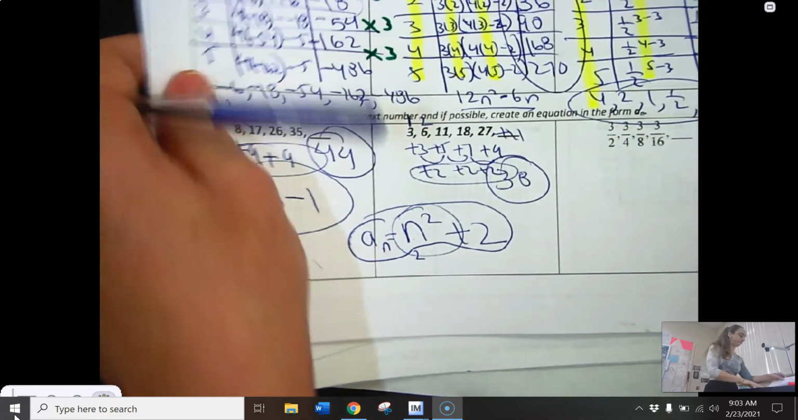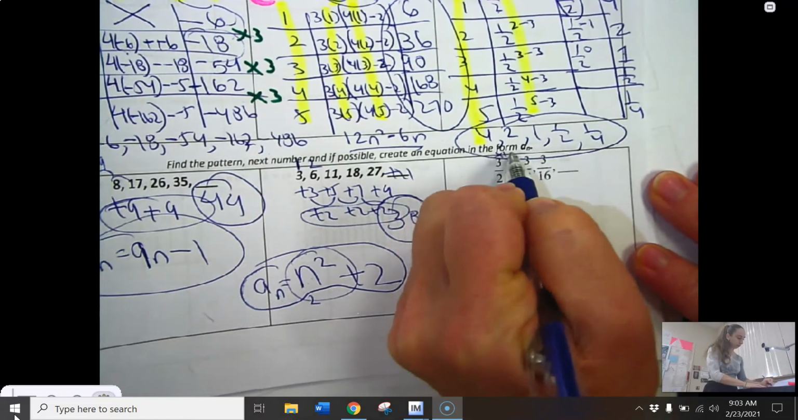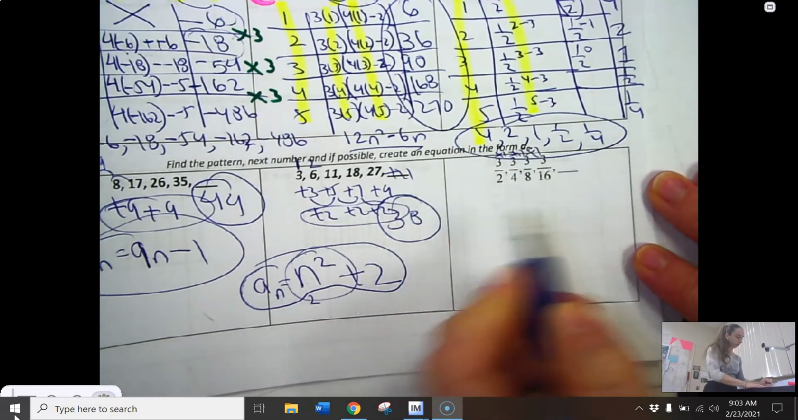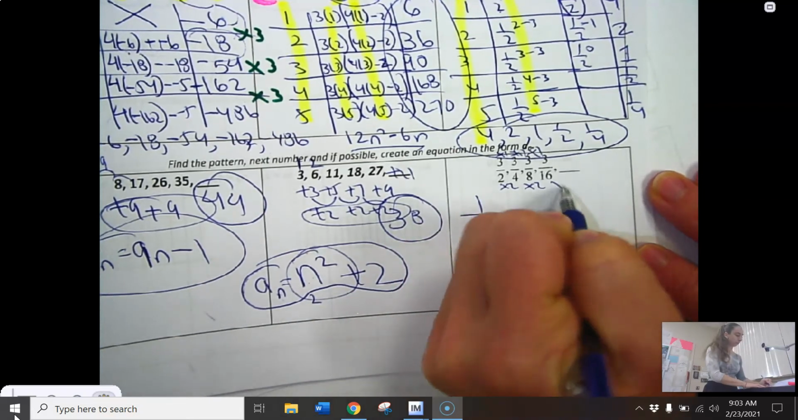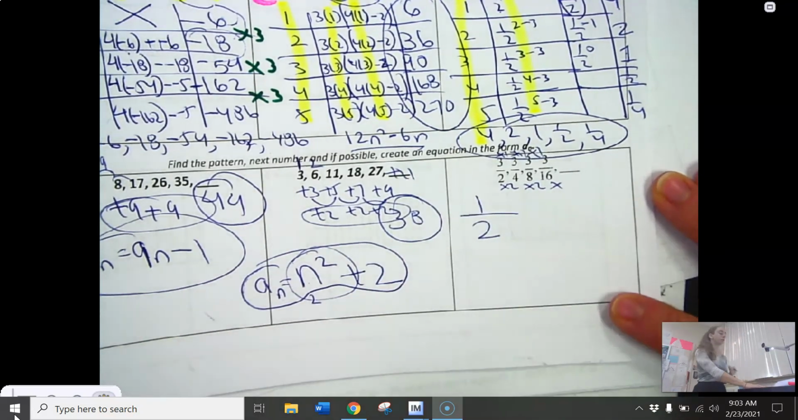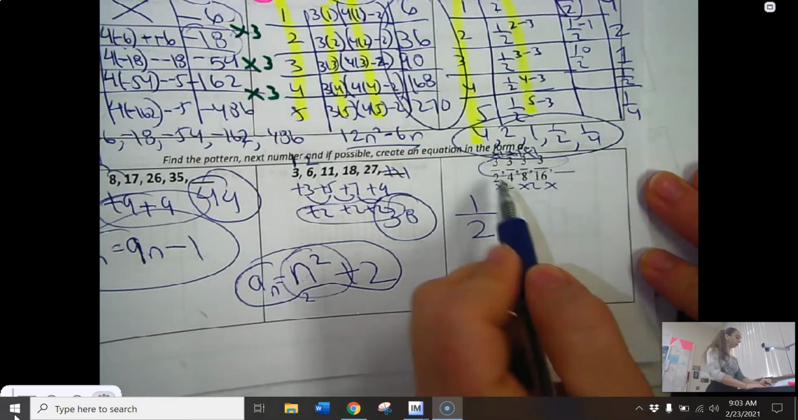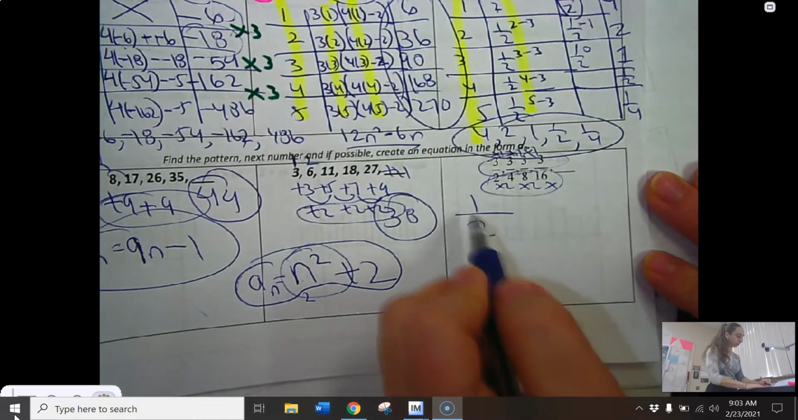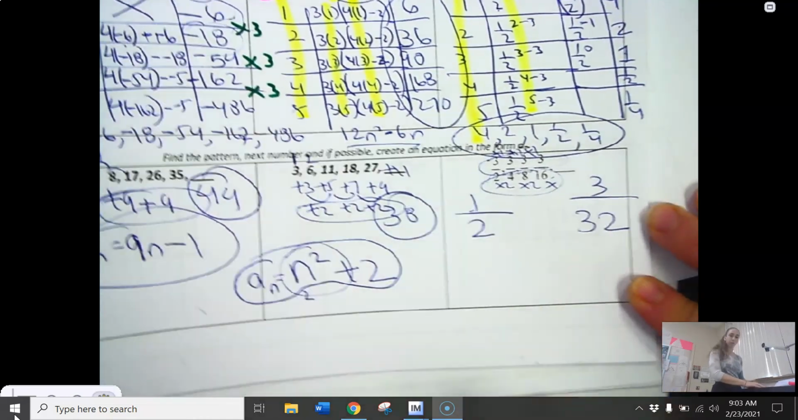All right. Let's look here. This stayed the same. So this is like times 1, times 1, times 1. And this is times 2, times 2, times 2. So sometimes when I see a fraction, I take it separately. I see what's happening in the numerator, what's happening in the denominator. So that means 3 times 1 is 3. 16 times 2 is 32.